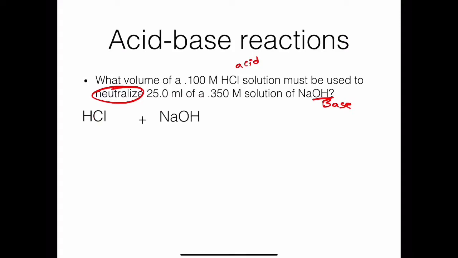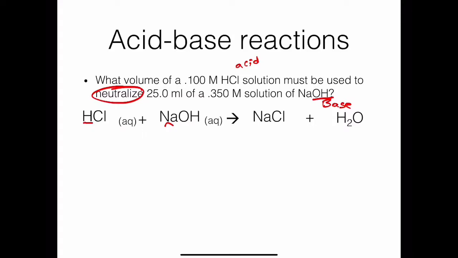So the first thing we need to do is write out a balanced equation because we can use stoichiometry to solve this problem. So we have HCl and NaOH, and following our double replacement process for predicting products, we're just going to switch the cations. And what we end up with is NaCl and H2O. We need the states and we need to balance the equation.